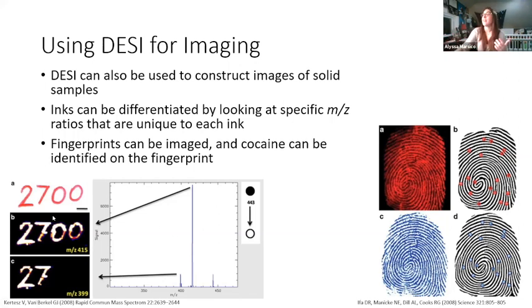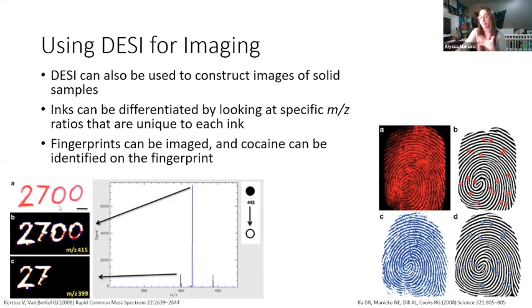This image on the left here also has a great impact. In this case, somebody wrote 2700 with two different red pens. This wasn't an actual case, it was just a research study. But they wrote 2700 with two different red pens. They pretty much look identical to the naked eye, right?